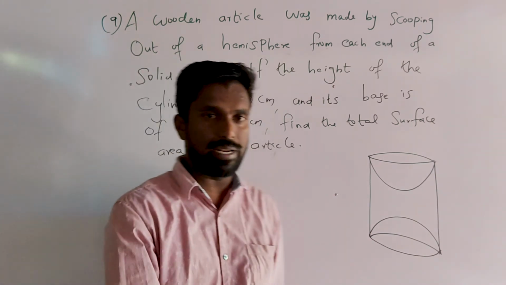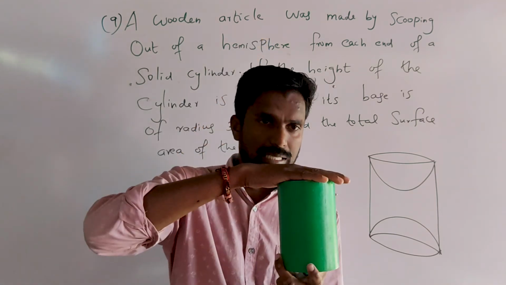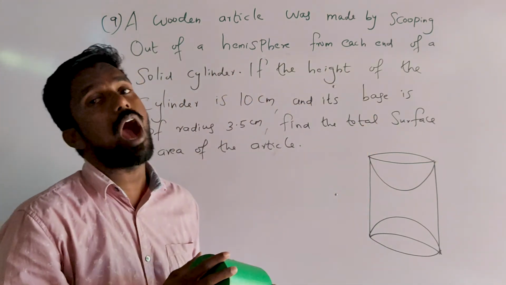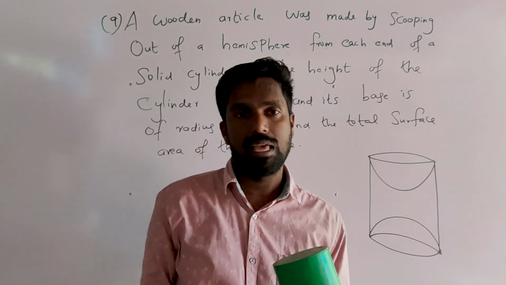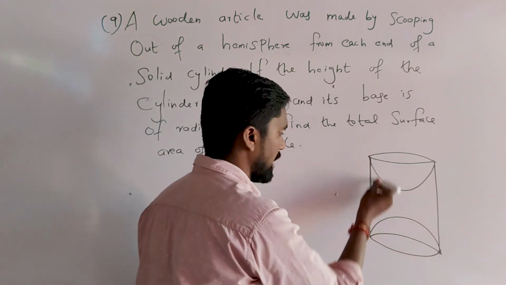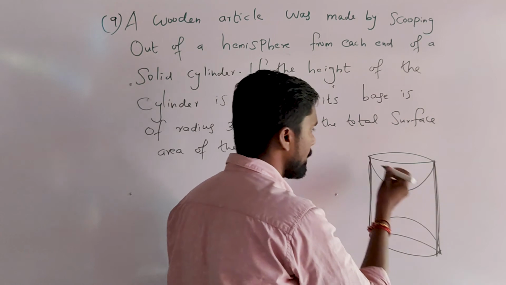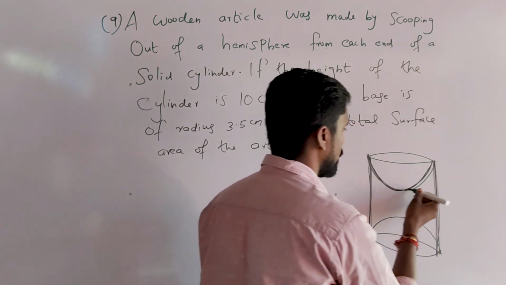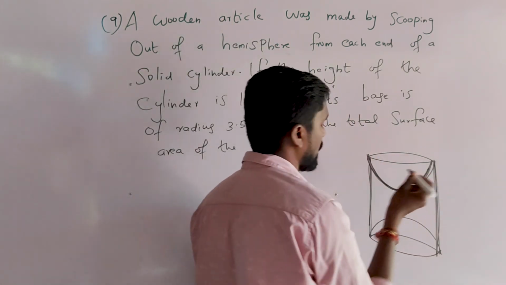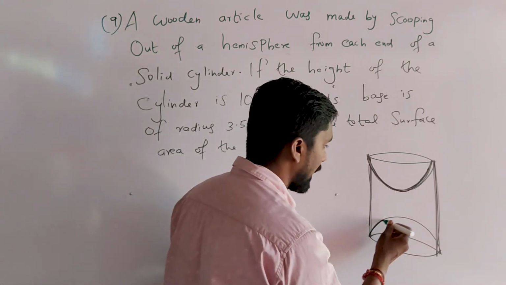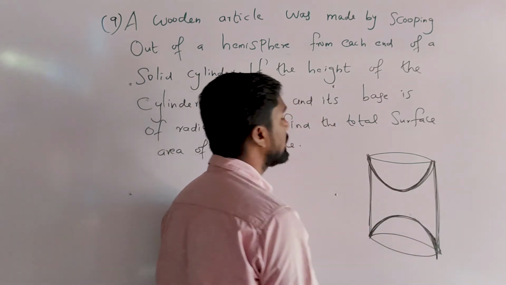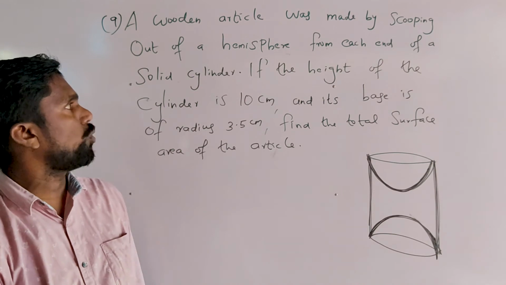So this is the solid cylinder. From this solid cylinder, from each end, a hemisphere is scooped out, just like hollowed out. Hemisphere is taken from each end of the cylinder. Hemisphere is taken out, which means here the curved surface of the hemisphere will come. Here also a hemisphere is scooped out, from each end of the cylinder.